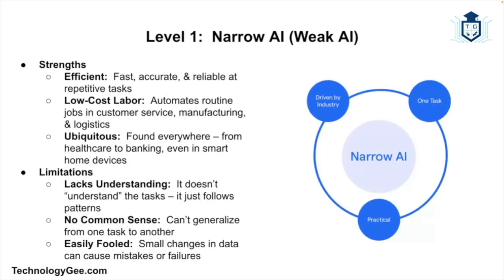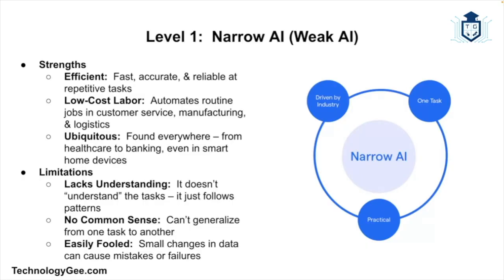So here are some of the strengths of narrow AI. Well, the first strength is it is efficient. So it's fast, accurate, and often better than humans at repetitive tasks. There's the low cost labor factor. So it automates routine work in areas like customer service, manufacturing, and logistics. And it's also ubiquitous. So essentially it's everywhere, from banking and healthcare to your smart refrigerator.